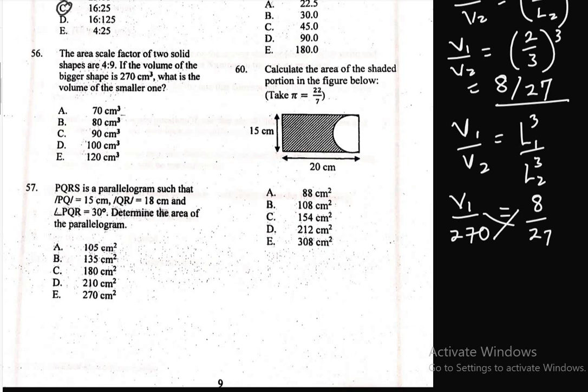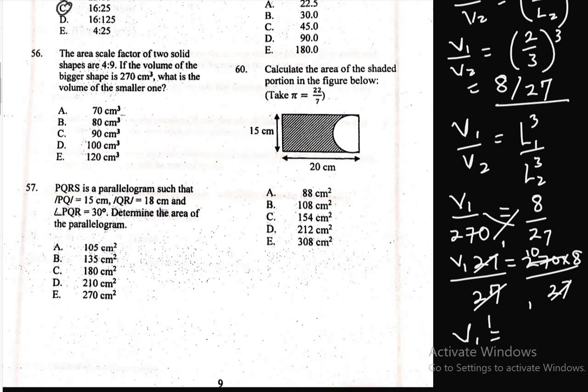V1 times 27 will give me V1 27 equal to 270 times 8. To get the volume 1, divide both sides by 27. 27 here 1, 27 here 1. Volume 1 would be 27 into 270 is 10. 10 times 8 is 80. So our right answer, let's go back to the options, is B, 80 centimeter cube.